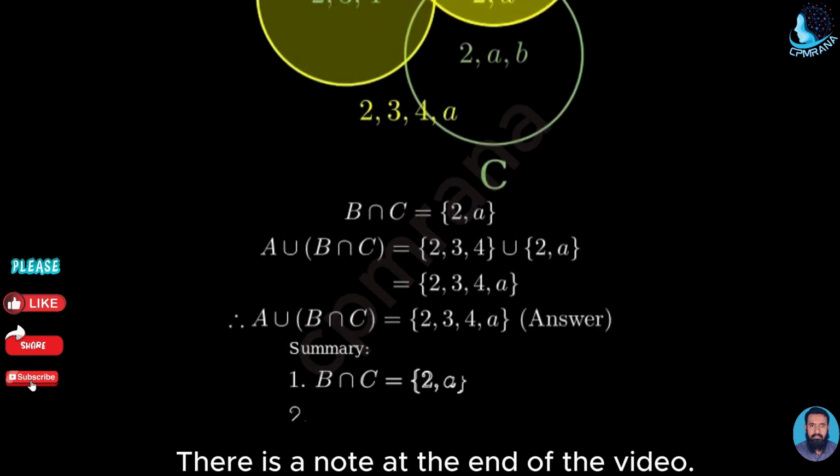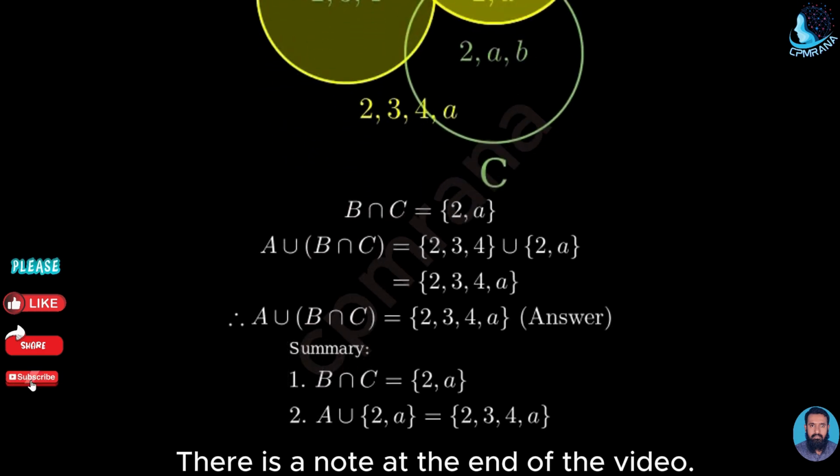To summarize, we first found B intersection C, which gave us {2, a}. Then we took the union of this result with set A, giving us our final answer, {2, 3, 4, a}.